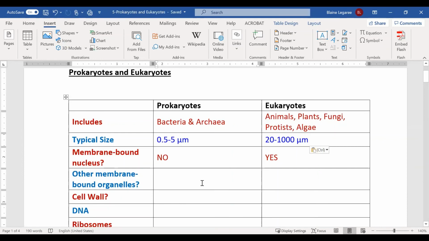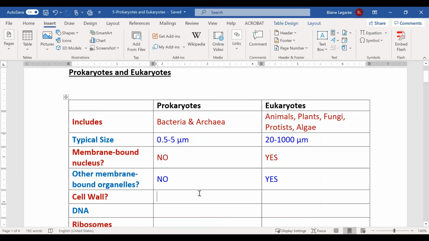In terms of other membrane-bound organelles, bacteria, no. Eukaryotes, yes. And this is one of these things I could put usually in front of, because this is biology. You can put usually in front of every sentence in biology, and it's probably true. There are exceptions of some weird things that you can find in bacteria that you could call a membrane-bound organelle, but usually the case is no.